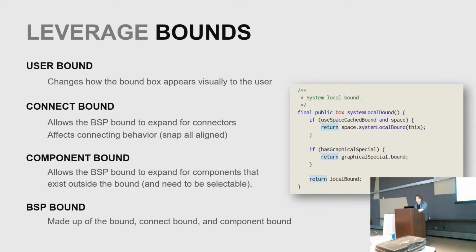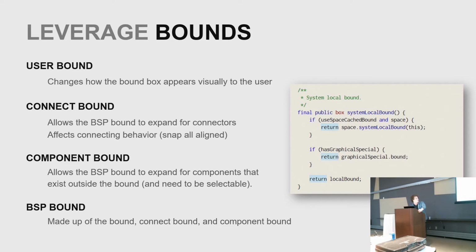If you want your user bound to be displayed in some unique way, use this. The connect bound allows for the BSP to bound to expand for connectors. I don't know if you've ever had issues with that. I talked to someone just before this presentation. If you have connectors that are residing outside of the bound, I've seen times where you can still click on those connectors, but I've also seen times where you cannot. So make sure if you have connectors outside of your bound, you can use this in order to include those in the bound so that they can be selectable as well. And it also affects connecting behavior.